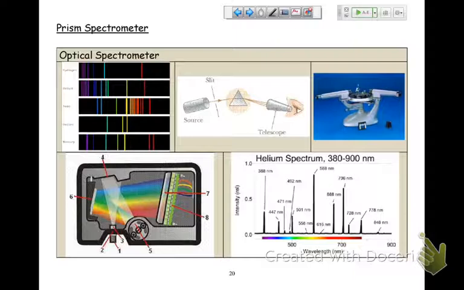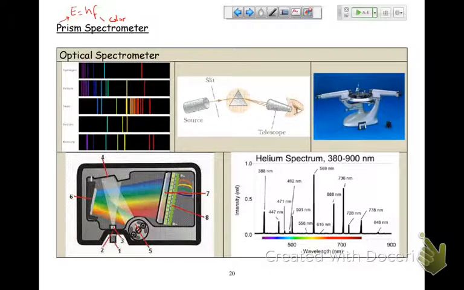We said that E equals hf, and f is color. So what a prism does is it breaks white light up into its colors, but what the prism also does is it divides photons up according to their energy.